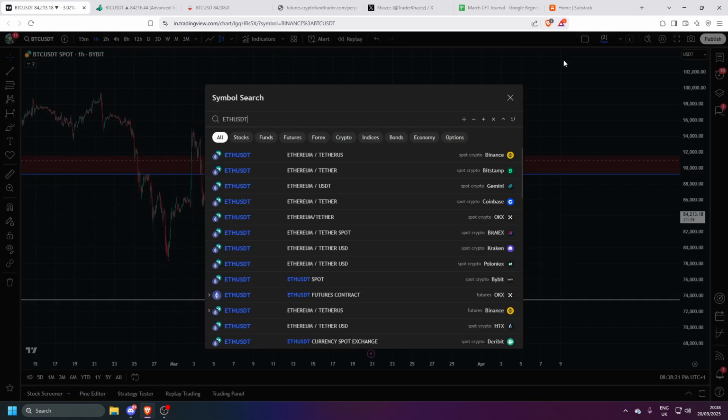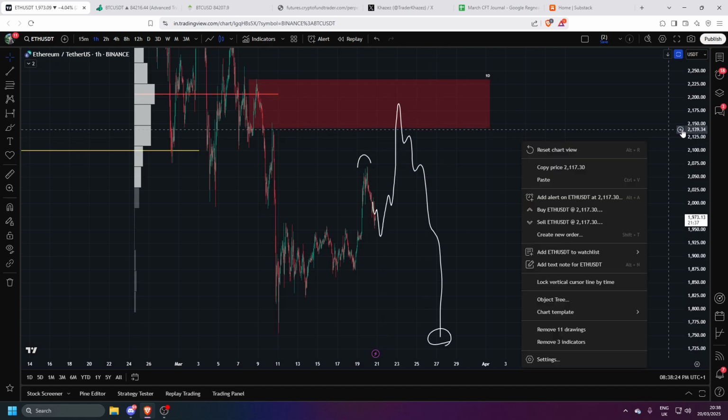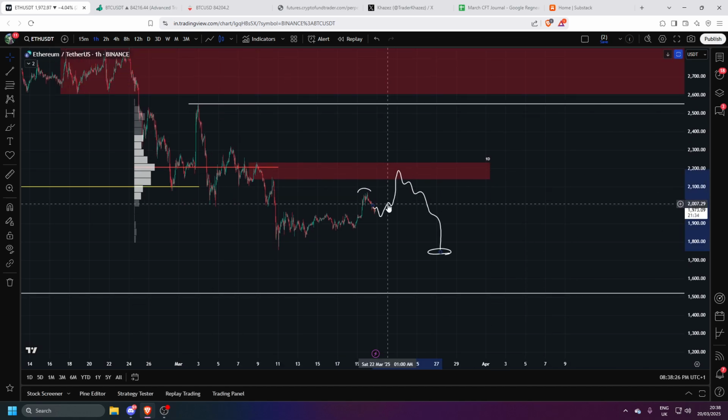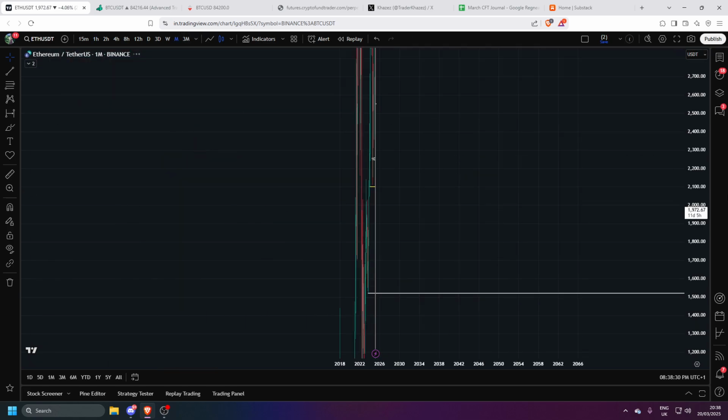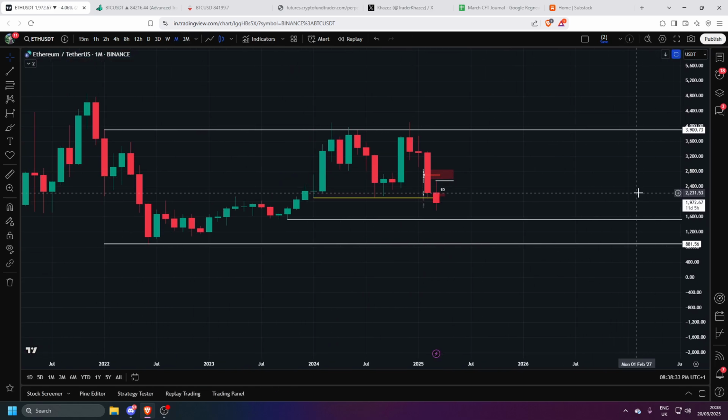Let's head over to Ethereum. Do I have some stuff here? I do. I'm just going to use this chart that I already have. Let's see here. Let's go on the monthly.